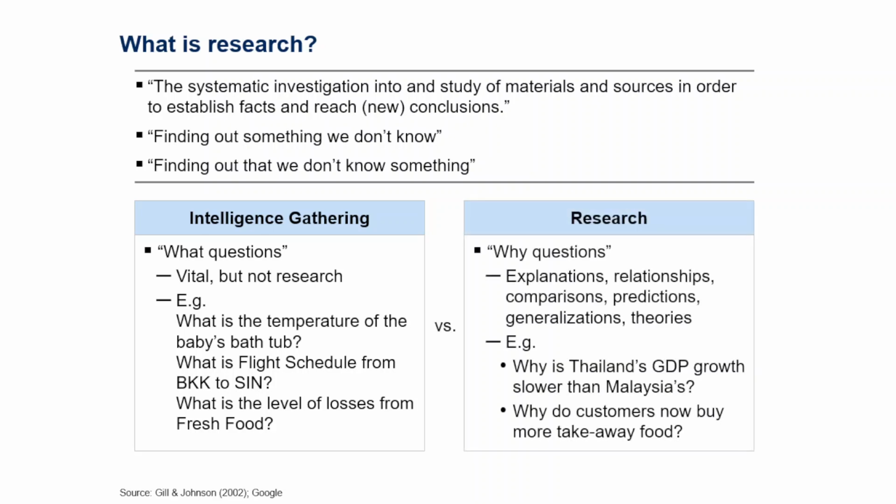Research, on the other side, is more related to why questions, so trying to establish explanations, relationships between different variables, comparisons, predictions, coming up with theories. So for example, why is Thailand's GDP growth slower than Malaysia's? The fact that it is slower or faster, this would be intelligence gathering, but then the question, why is that the case, that would require research.